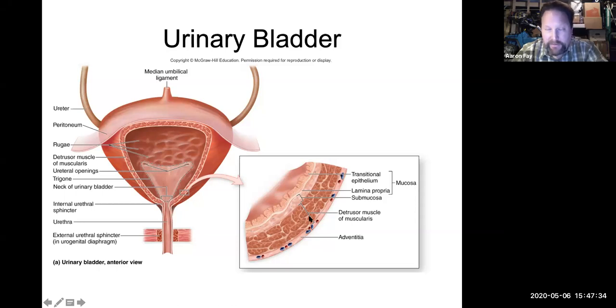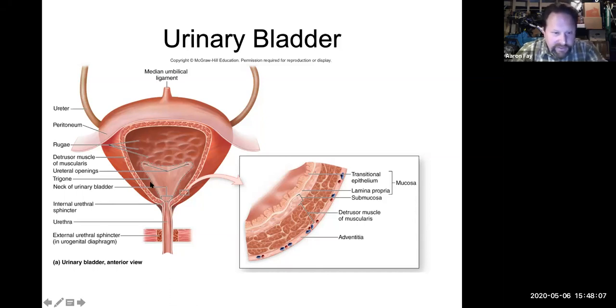And outside the submucosa, we have the muscularis. Now here, the various layers of smooth muscle are all jumbled up. You cannot see an inner longitudinal and an outer circular. They're all mixed up together. So this whole layer of smooth muscle is simply called detrusor muscle. So the detrusor muscle is the muscularis. It is the muscular wall of the bladder. Outside of that, we have adventitia, right? Because it's not surrounded by the peritoneum. So it's not a serosa, it's an adventitia.